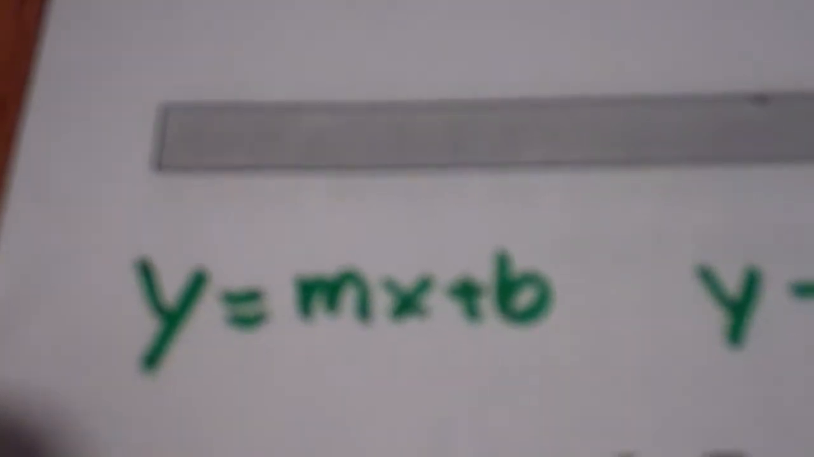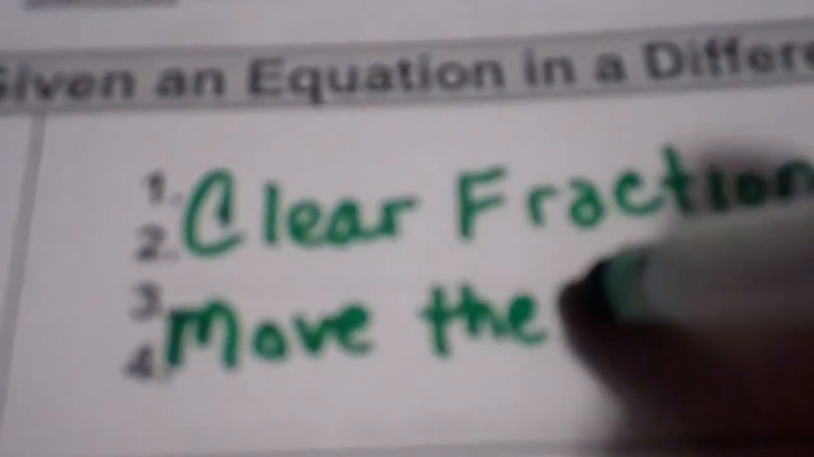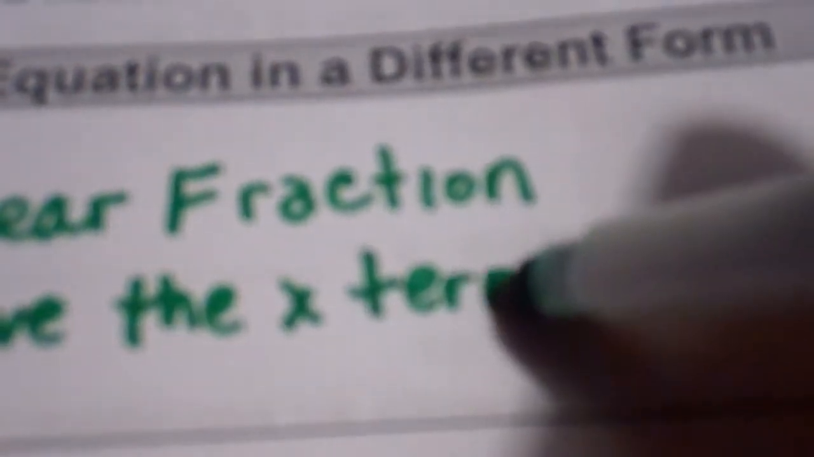Then you notice what's different between standard form and slope-intercept form is that in slope-intercept form the x is on the right side, but in standard form it's on the left side. So that's what comes next. Move the x term to the left side. Let's try some. Ready?